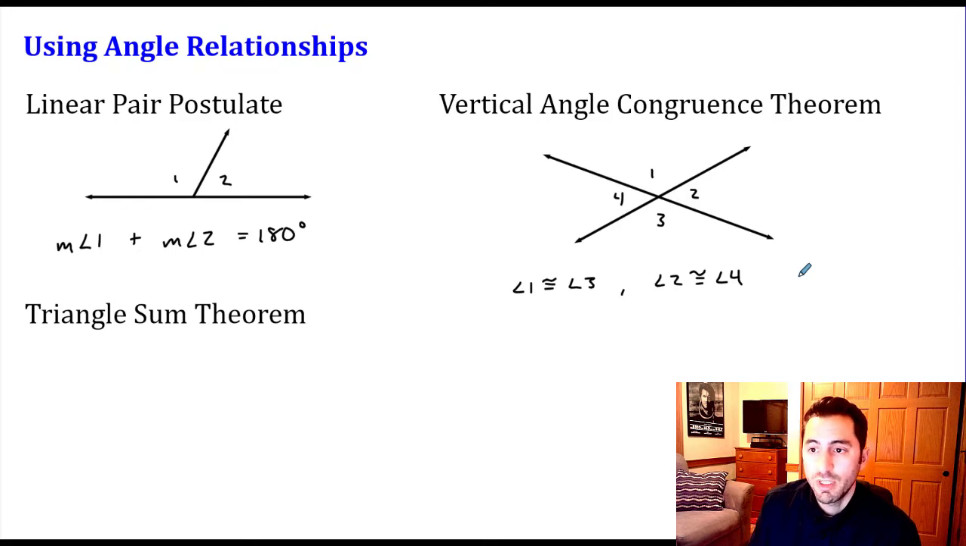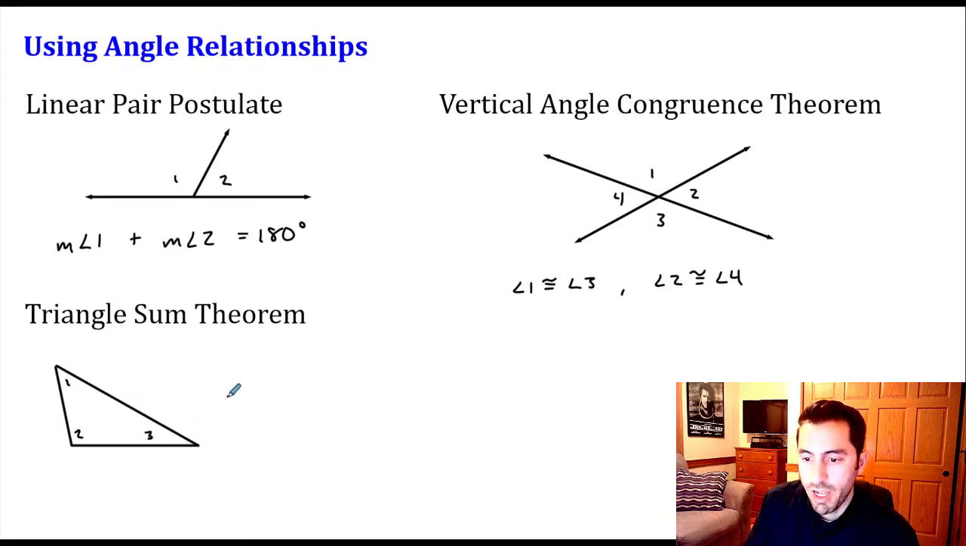And the last one is the triangle sum theorem. Let's put a triangle down. The triangle sum theorem says that for any triangle, no matter what the triangle looks like, if I add up the three angles in the triangle, it's equal to 180 degrees. So in this diagram, the measure of angle 1 plus the measure of angle 2 plus the measure of angle 3 is equal to 180. And this works for any triangle. So these are three of the most useful angle relationships we have.